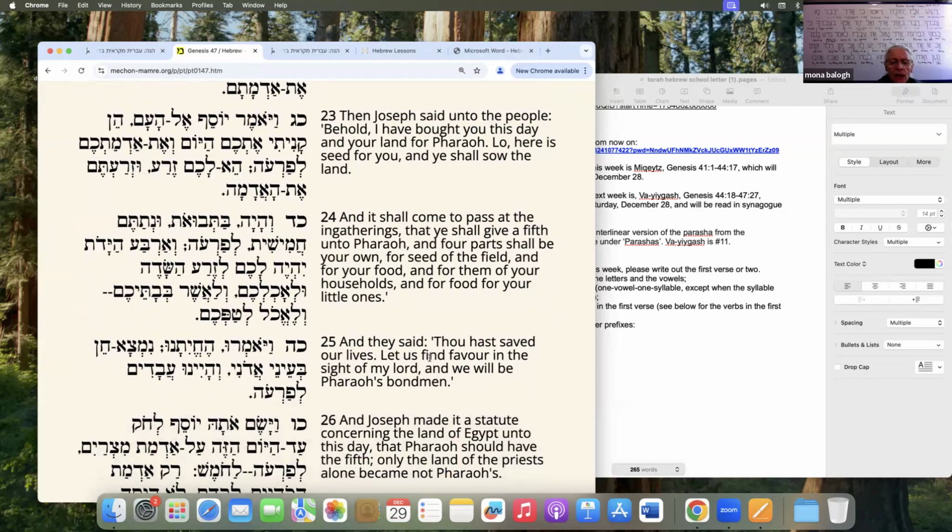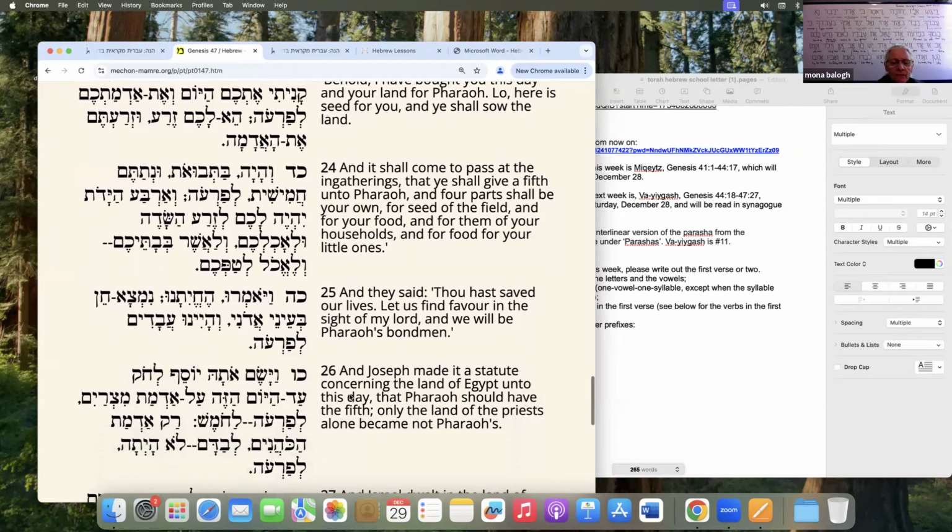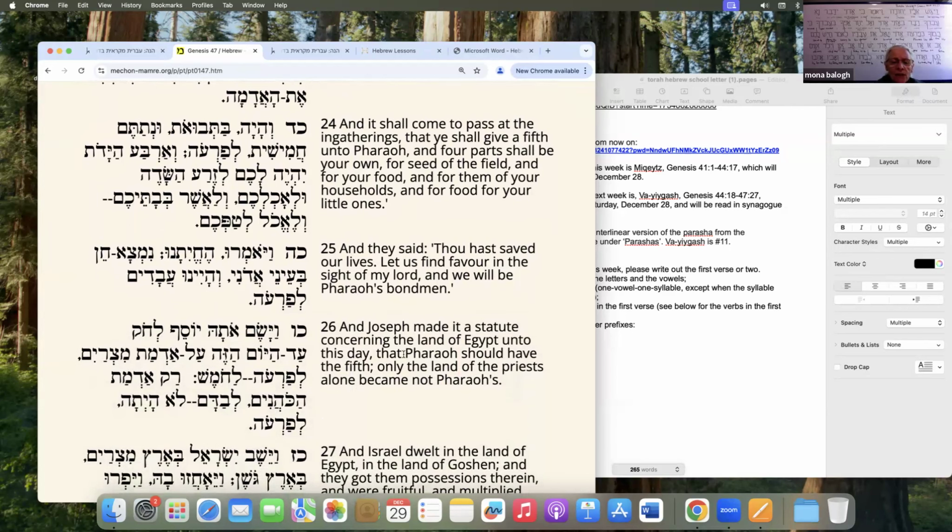And they said, "You have saved our lives. Let us find favor in the sight of my lord, and we will be Pharaoh's bondsmen." And Joseph made it a statute concerning the land of Egypt to this day, and to this day in 2024, it is a statute in Egypt that Pharaoh should have the fifth. Only the land of the priests alone became not Pharaoh's, okay? Think of Pharaoh being whoever happens to be the king of Egypt today, or the premier of Egypt. Okay, he gets all the taxes.